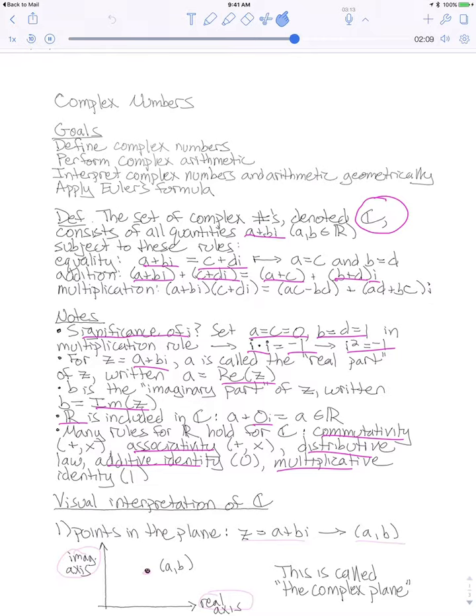You'll also want to have a visual interpretation of the complex numbers, and you can picture the complex numbers as points in the plane, right? So if z is a plus bi, we kind of map that to the ordered pair a comma b, and we plot it, and the horizontal axis here is called the real axis. It keeps track of the size of the real part of the complex number, and then the imaginary part is plotted on the vertical axis. And this is called the complex plane.